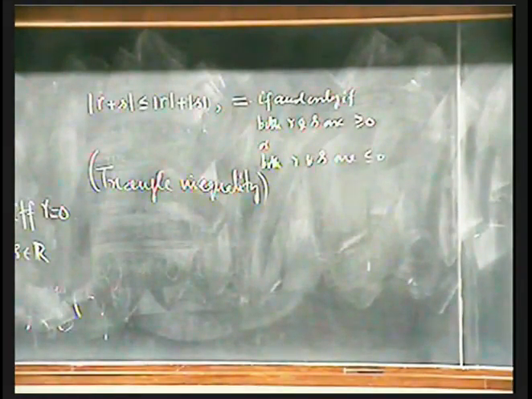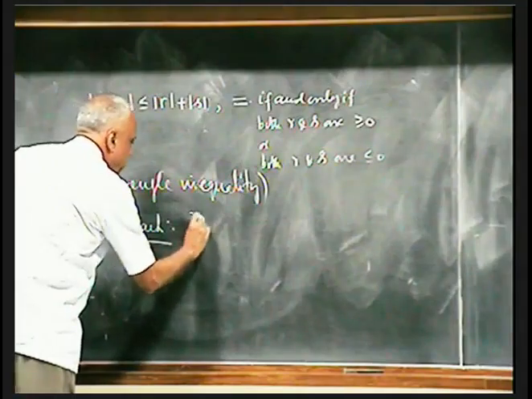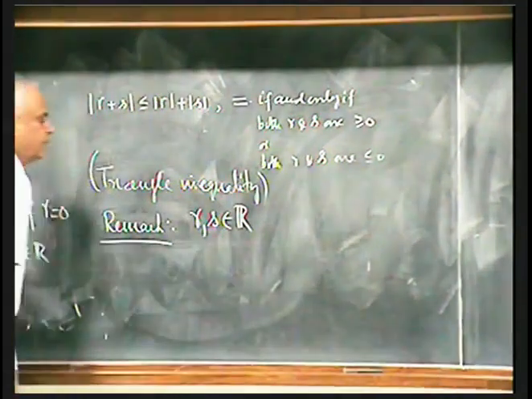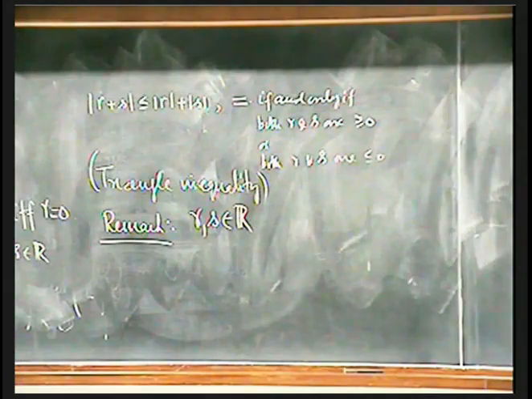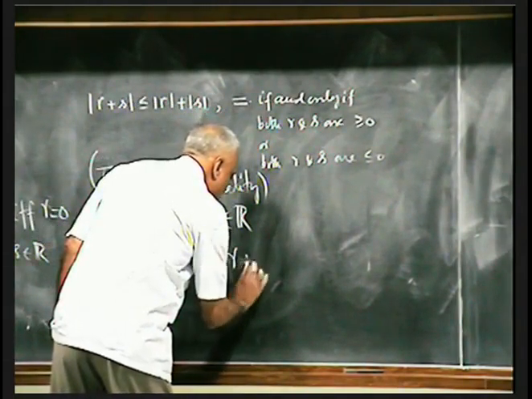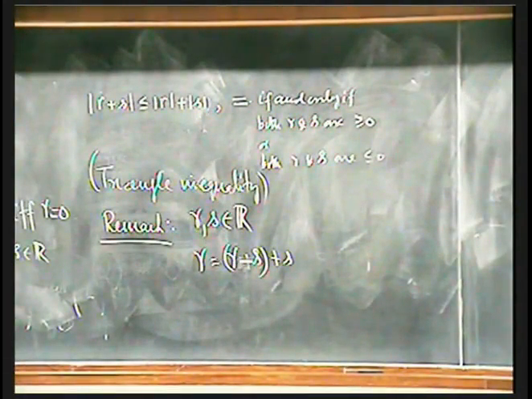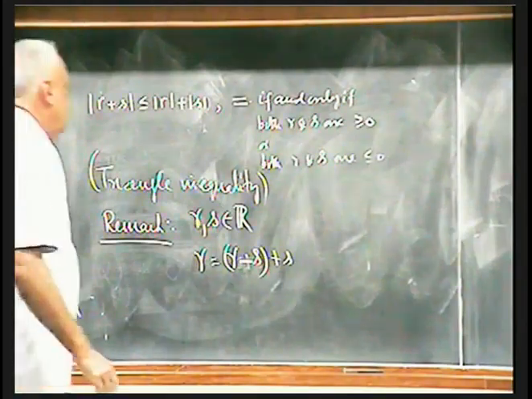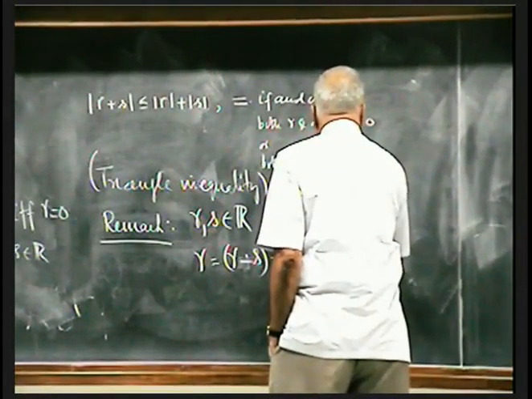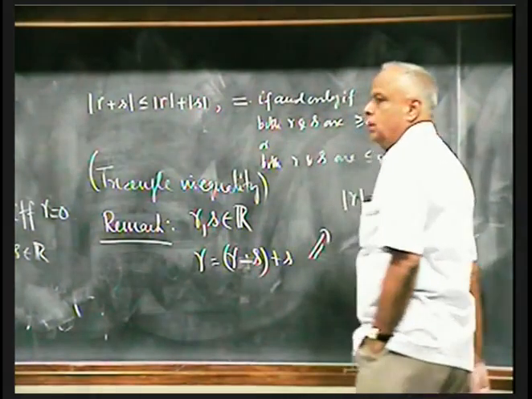And from that I will observe one more property. Suppose r and s are any two real numbers. Now, I can write r as r minus s plus s. I subtract and add s. So therefore, mod r is mod r minus s plus s.